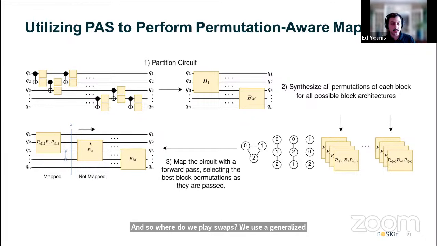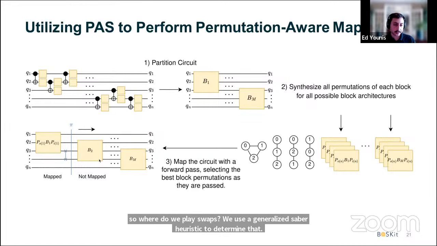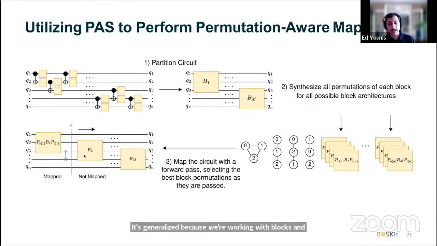It's generalized because we're working with blocks, and the Saber algorithm, the heuristic there, doesn't accommodate gates larger than 2 qubits. And so we had to modify the heuristic quite a lot, actually, to make it work with blocks. It introduces all sorts of local minima and all this fun stuff, but we handle all of that. Hopefully that answers the question.